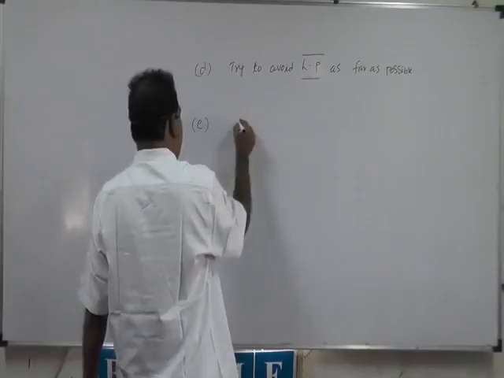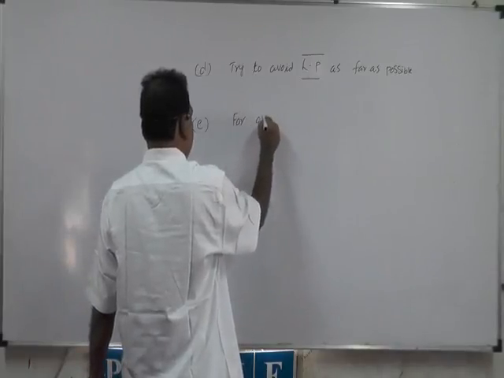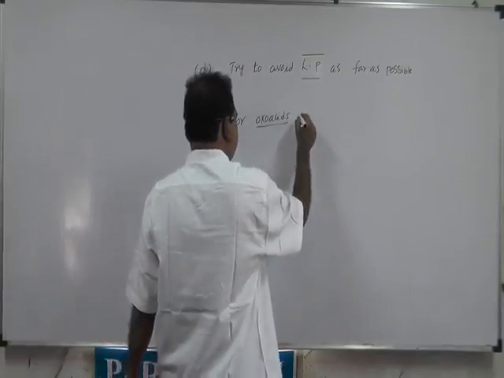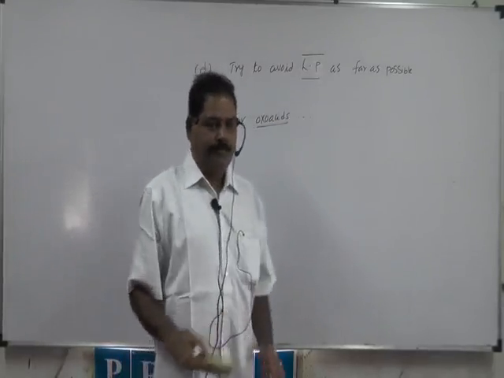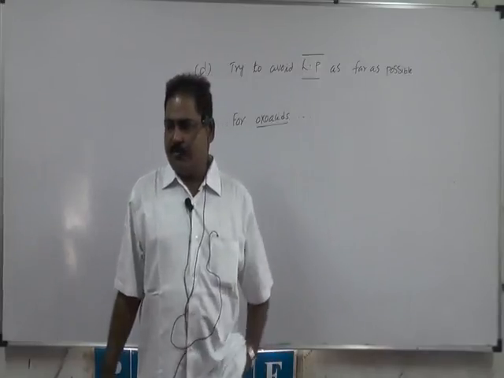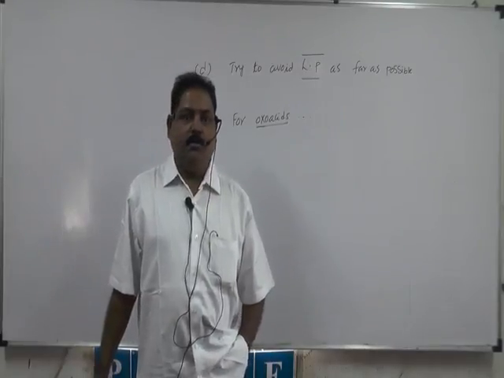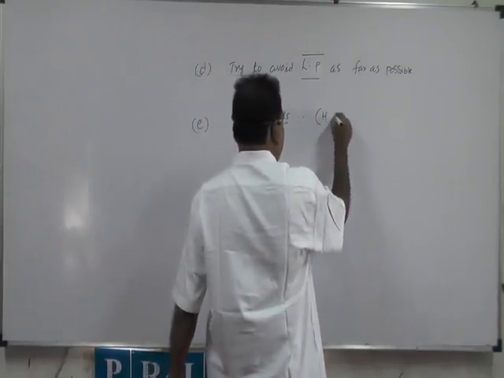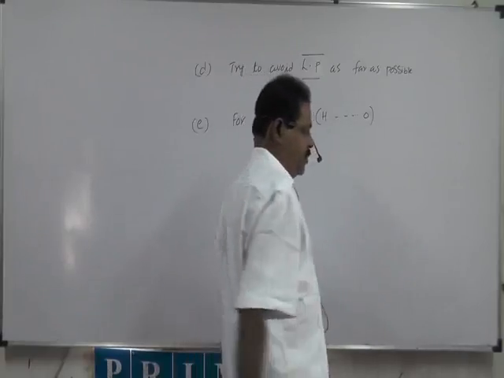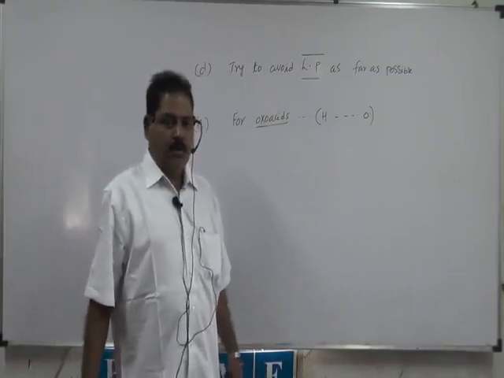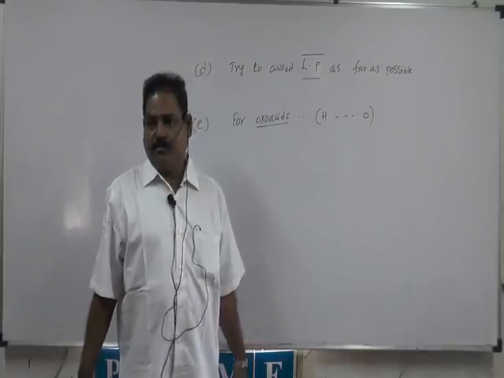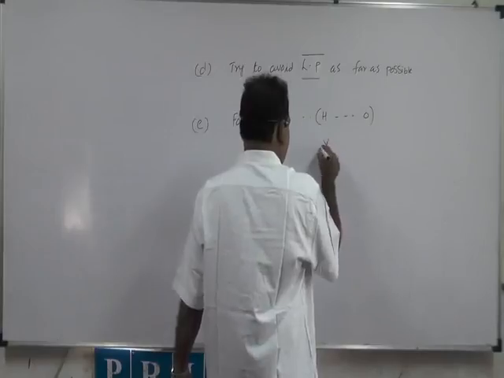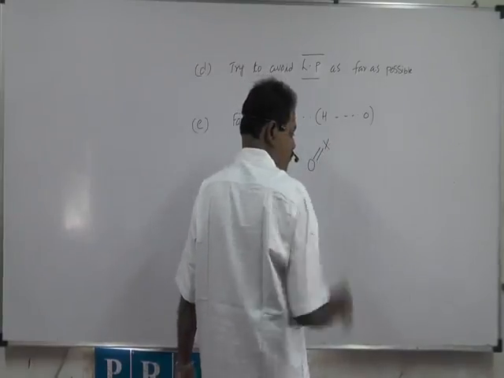The last one. For oxy acids, oxo acids. What is an oxo acid? My definition: which begins with H and ends with O. H2SO4, H3PO4. But what is the definition of NCERT? Which has a double bond O. X double bond O. This is oxo group.